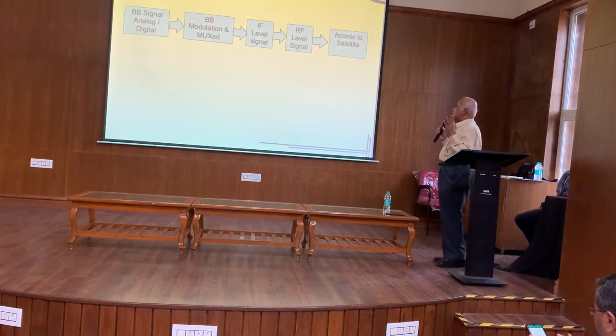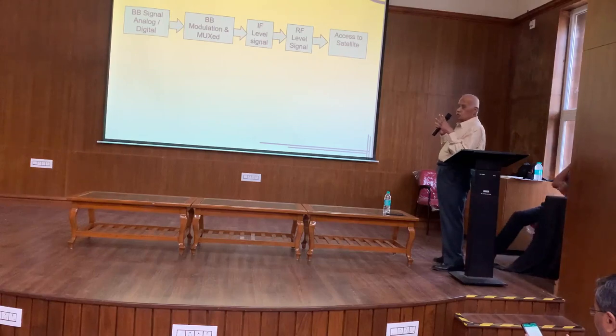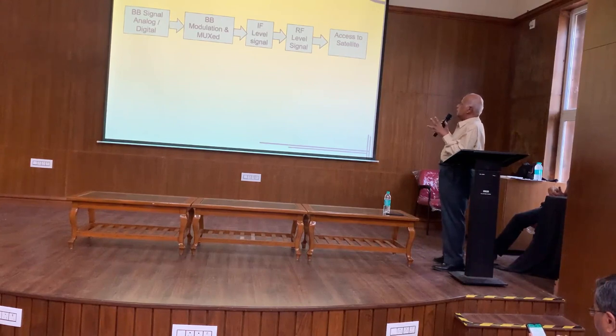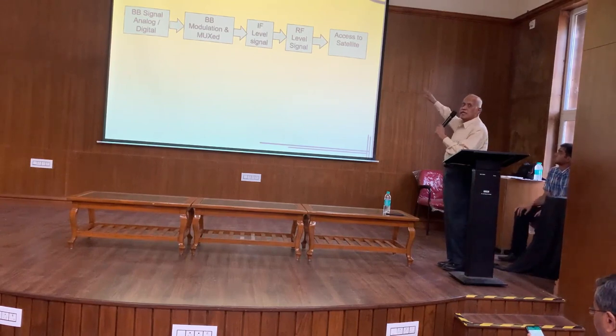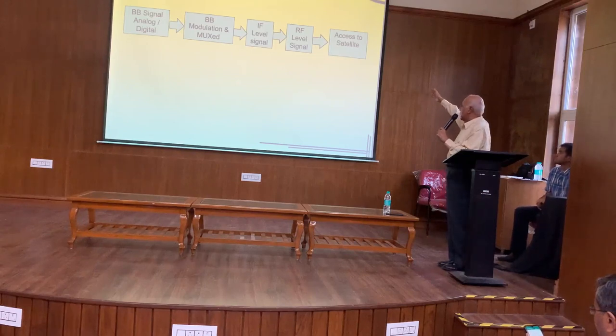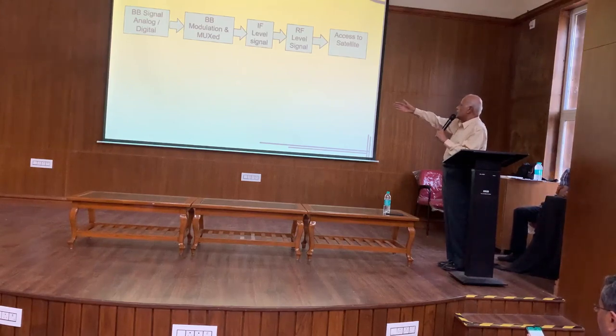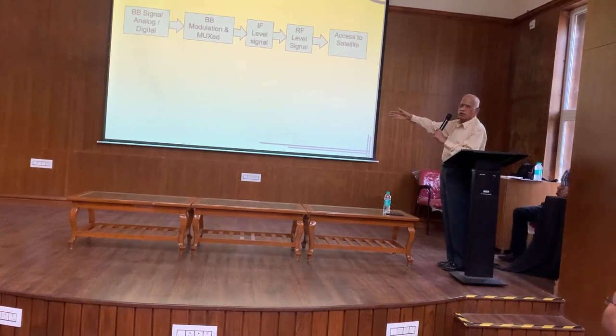Now, satellite communication, the flow is like this. Baseband signal, which is mostly digital in the present era, and then the modulation and multiplexing, then the IF level signal, then translated to RF level signal and access to the satellite. Once it goes to the satellite, it has to come back. It cannot be simply residing there. So it comes back from the satellite, and the reverse flow also takes place. And the baseband signal is from one user, it can be to another user. Next.